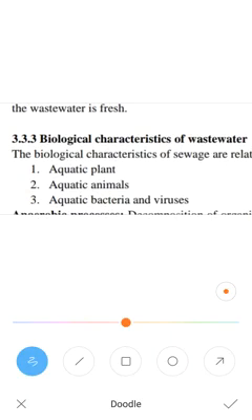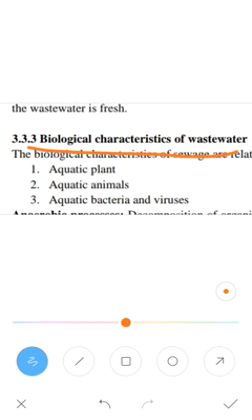Next is the biological characteristics of the wastewater. The biological characteristics of the wastewater, or the sewage water, is the presence of the microorganisms. So the biological characteristics of the sewage is what is the presence of the microorganisms.